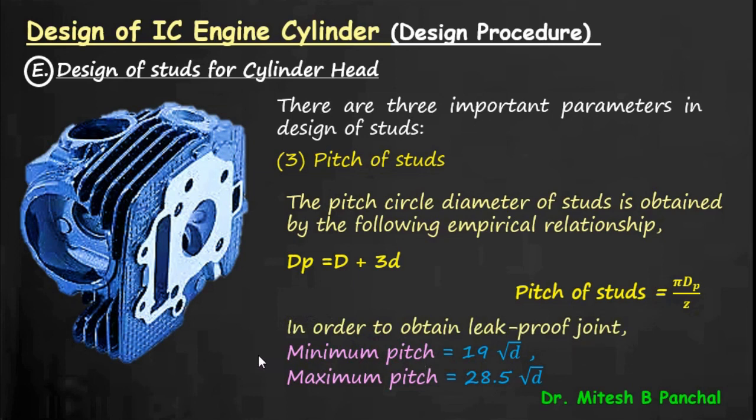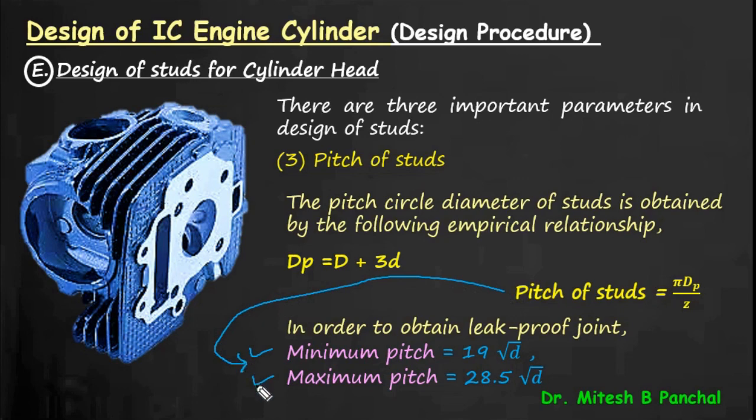In order to obtain a leak-proof joint, the limit for pitch is given, where the maximum pitch equals 28.5 under root D and the minimum pitch equals 19 under root D. Okay. So the pitch of the stud should be between these two limits, minimum limit and maximum limit.